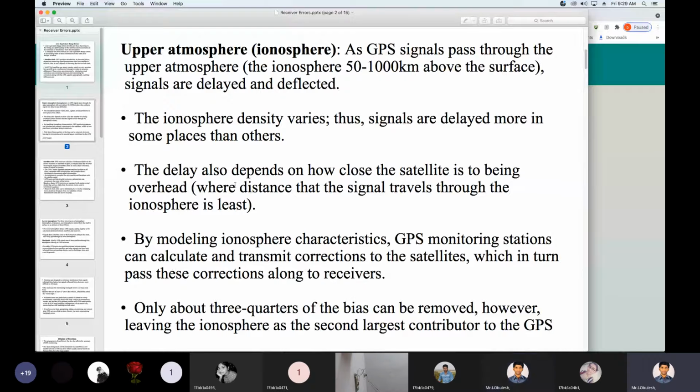By modeling ionospheric characteristics, GPS monitoring stations can calculate and transmit corrections to the satellites, which in turn pass these corrections along to the receivers. Only about three-quarters of this bias can be removed, however, leaving the ionosphere as the second largest contributor to the GPS error.